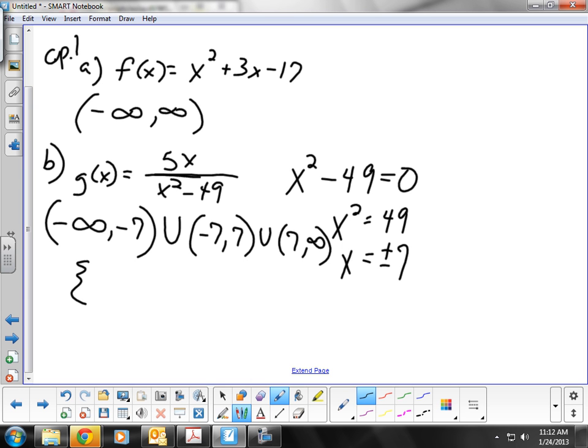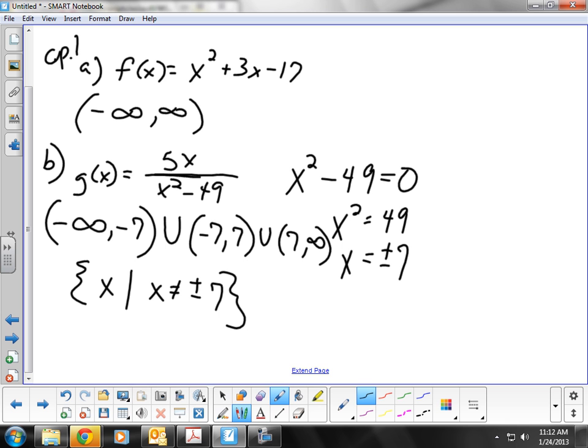The set builder notation way to write that is you can have all x's such that x is not equal to -7 or +7. Okay? All x's such that. Okay, it says I can have any x that follows that's got the following condition. X cannot be equal to positive or -7.